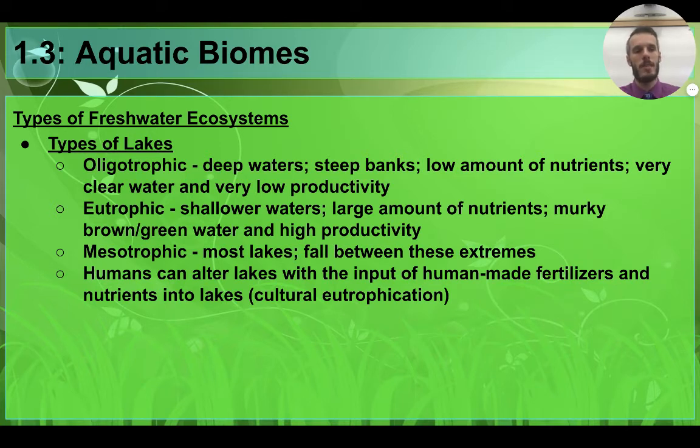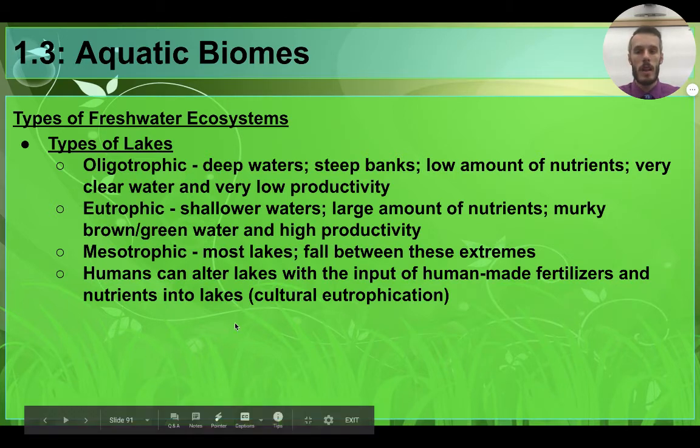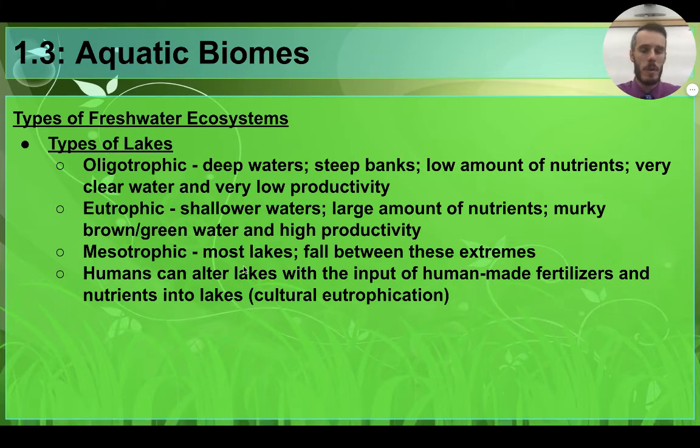Eutrophic is going to be the opposite. There is a wealth of plants and algae, so it's going to look green, but there's high productivity because there's lots of nutrients. And this can be enhanced by humans too. And then mesotrophic is somewhere in between. It's like a normal lake, not super clear, not super murky. Not super productive, but also not unproductive.